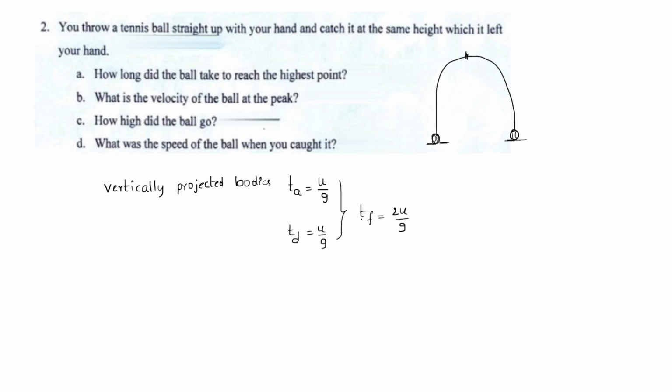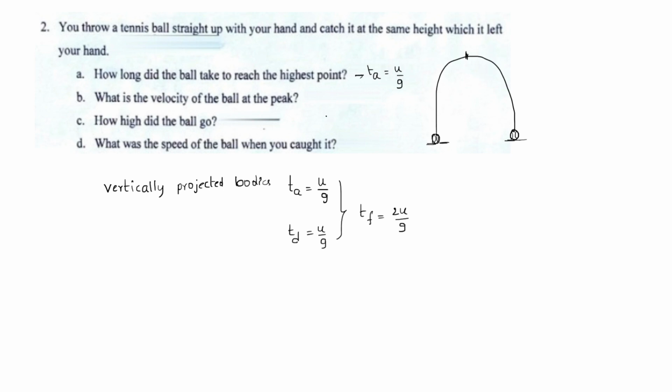Now here, we weren't given any values, right? So how long did the ball take to reach the highest point is given by Ta is equal to u by g.